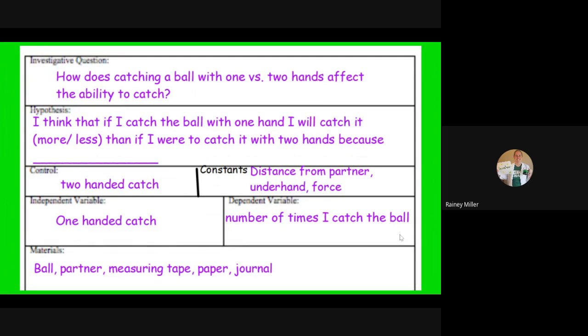So the next thing you need to write down is what you're going to need in order to actually do this experiment. If you're using the squares in the hallway, you probably won't need the measuring tape, but you will need a ball, a partner, your paper, a pencil, and your journal. So please write those down as the materials you're going to need.